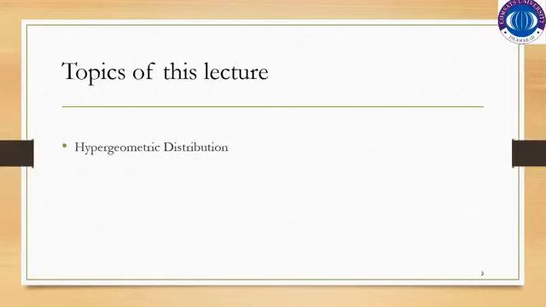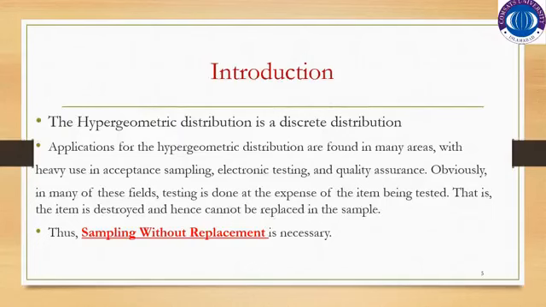The topic of today's lecture is the hypergeometric distribution. The hypergeometric distribution is a discrete distribution. Applications for the hypergeometric distribution are found in many areas, with heavy use in acceptance sampling, electronic testing, and quality assurance. Obviously, in many of these fields, testing is done at the expense of the item being tested. That is, the item is destroyed and hence cannot be replaced in the sample. Thus, sampling without replacement is necessary.